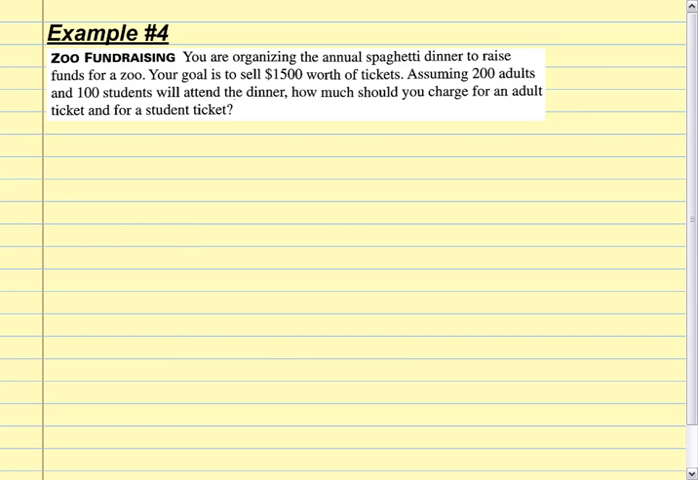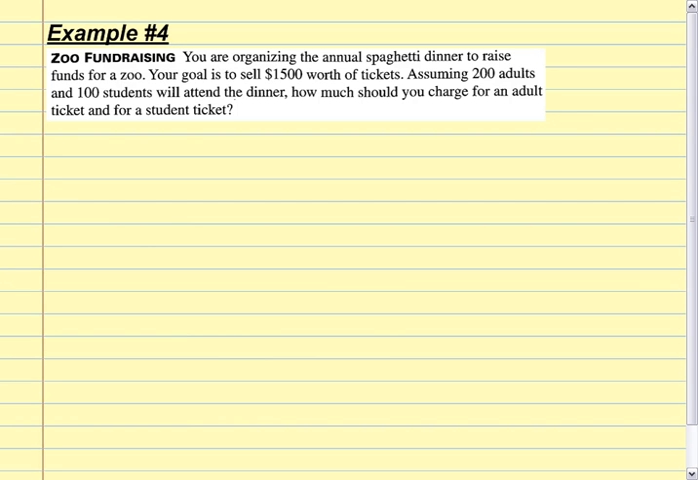Okay, folks, example number 4, zoo fundraising. It says you're organizing the annual spaghetti dinner to raise funds for a zoo. Your goal is to sell $1,500 worth of tickets, so you want to make $1,500. Assuming 200 adults and 100 students will attend the dinner, how much should you charge for an adult ticket and for a student ticket?